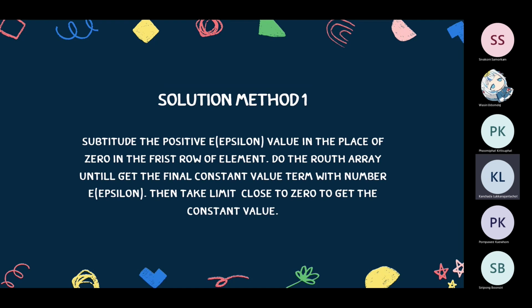Solution method 1 is to substitute a positive epsilon value in place of the 0 in the first column element. Do the Routh array until we get the final constant term with epsilon, then take the limit as epsilon approaches 0 to get the constant value.